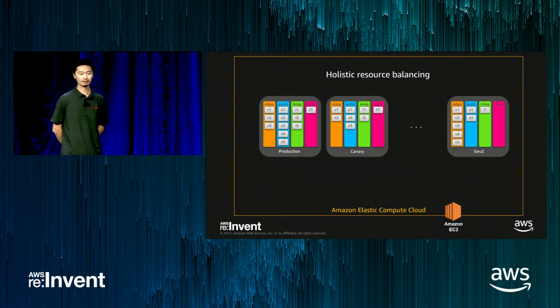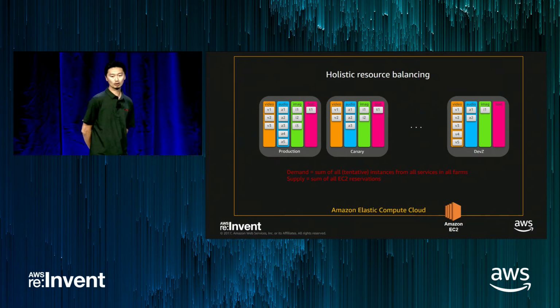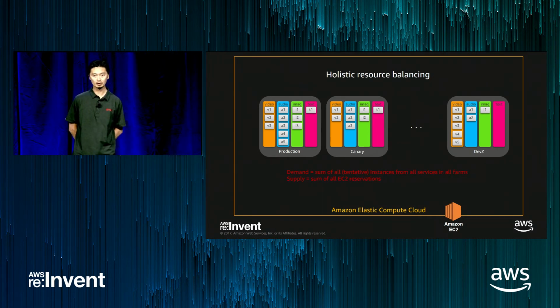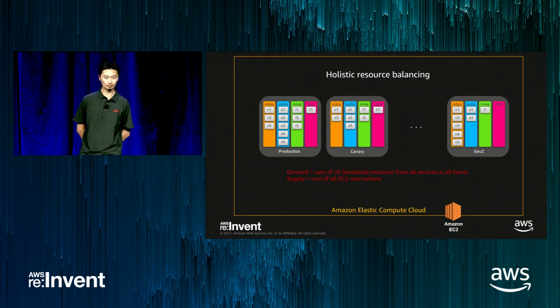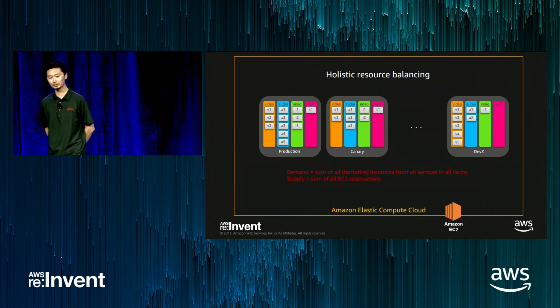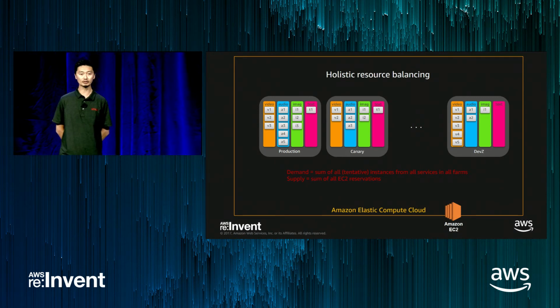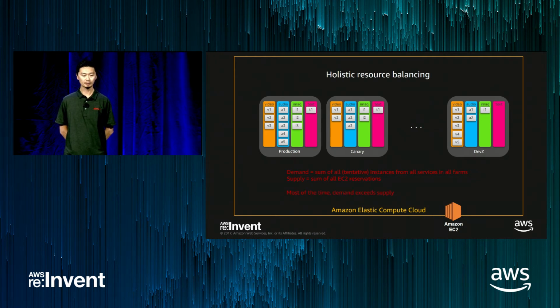Putting it all together, we want to be able to share all the instances and resources across all the farms. Remember, we have about 70 farms, and each one of them has a bunch of ASGs in it. Oftentimes what we observe is that our demand exceeds supply, and we want to do it fairly.